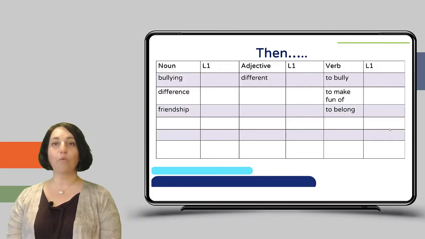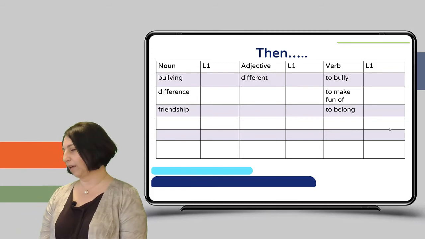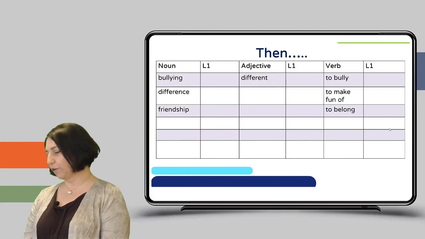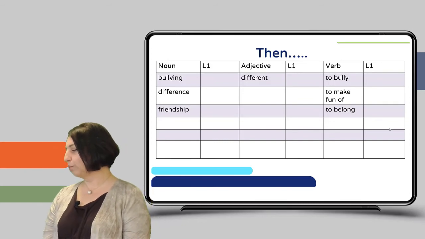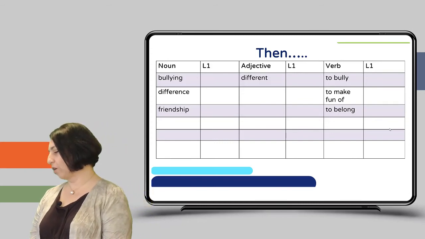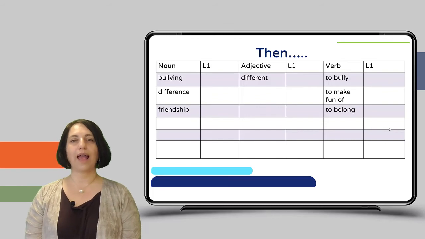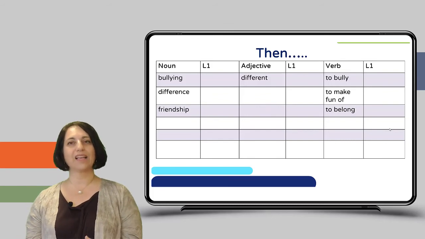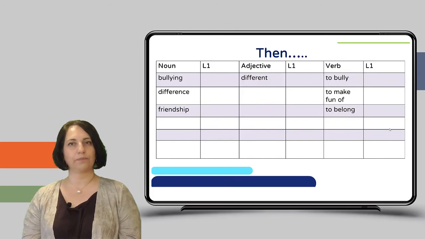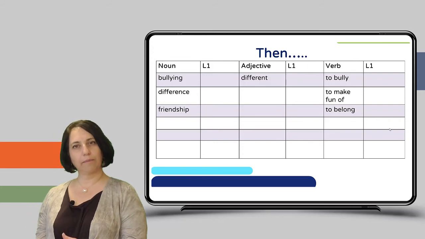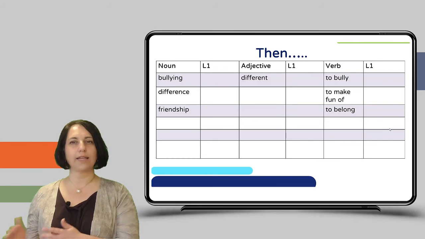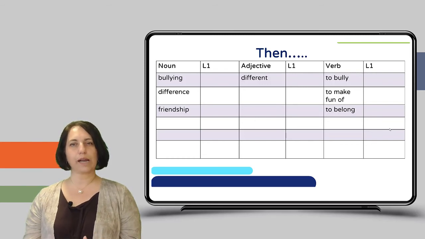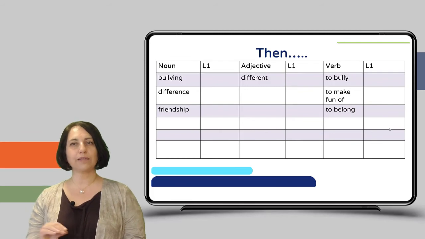So here are some more words that can help me. Bullying, difference, friendship, different, to bully, to make fun of, to belong. And these words will help me answer the next question. So think about the meaning of these words. If you know the meaning, then great, write it in straight away in Hebrew or in Arabic. If you don't know the meaning, look it up in your dictionaries and write it in.